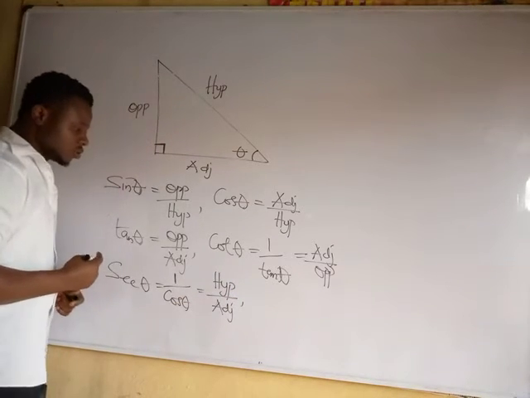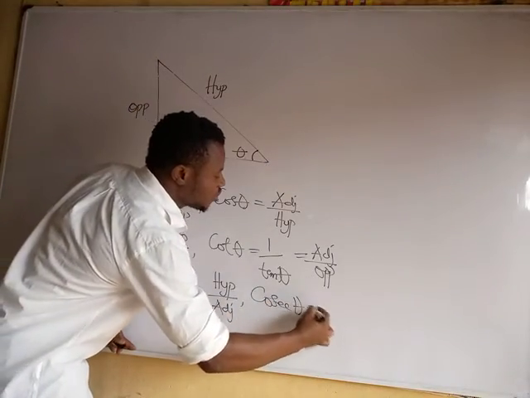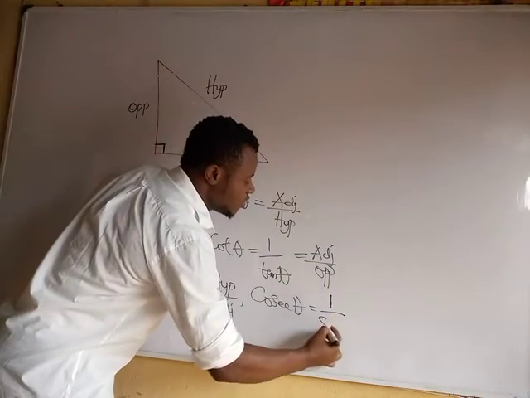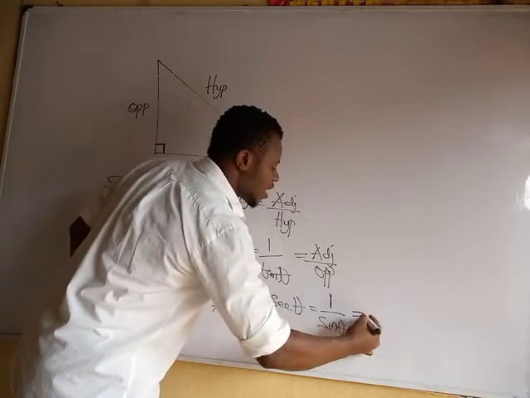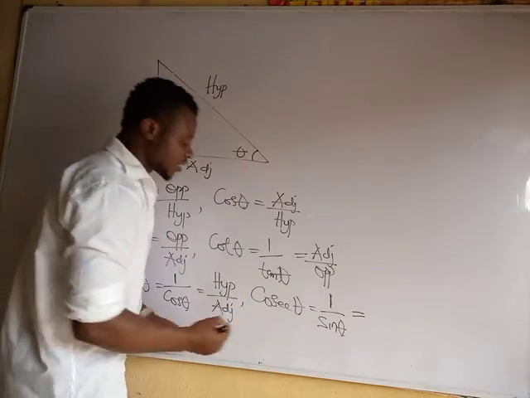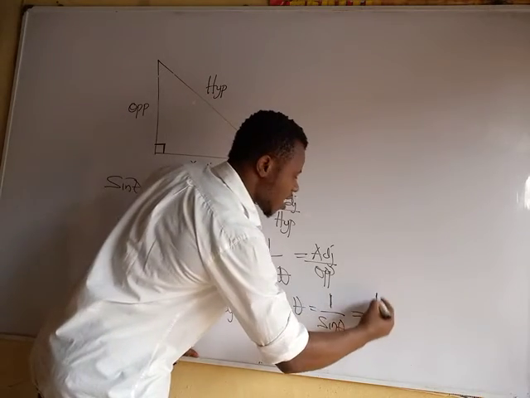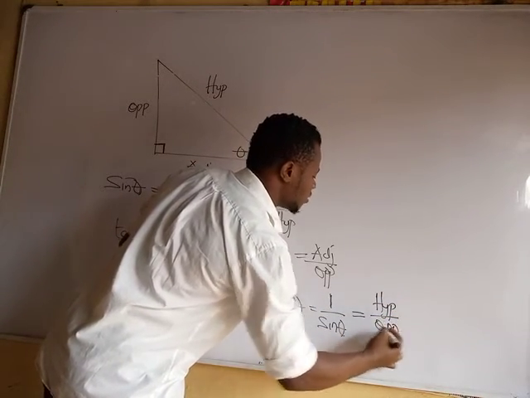Another important thing we need to know is what we call cosec of the angle. What is cosec of the angle? In cosec of the angle, we mean inverse of sine of the angle. And what is inverse of sine? The inverse of sine means go to the sine and inverse it, where we have hypotenuse over opposite.